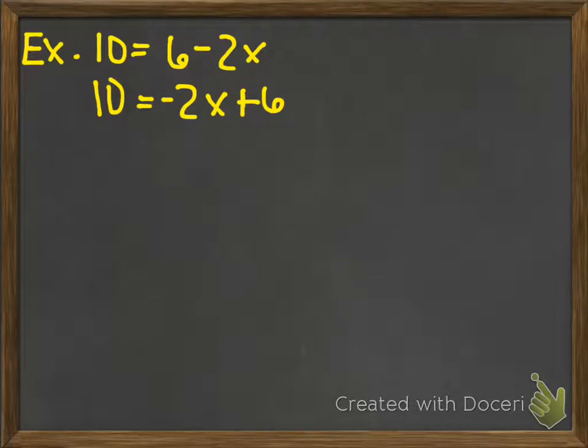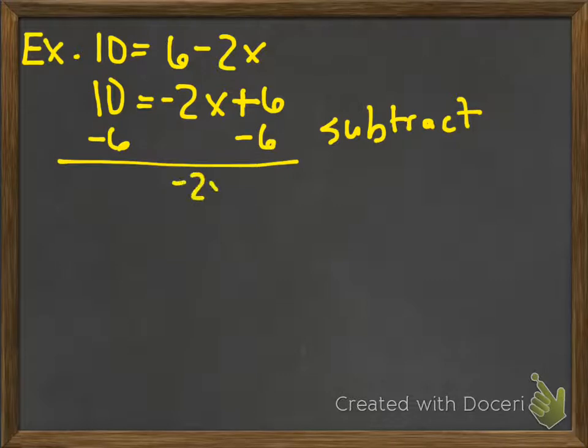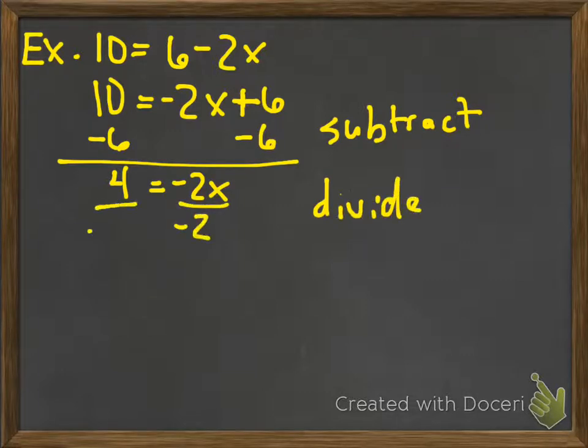Again, what I did first was multiply, then add. What's the opposite of adding? Let's subtract. So minus 6 from both sides. Notice again I'm on the equal sign. Negative 2x is equal to 4. Then I can divide to get an answer of x is equal to negative 2.